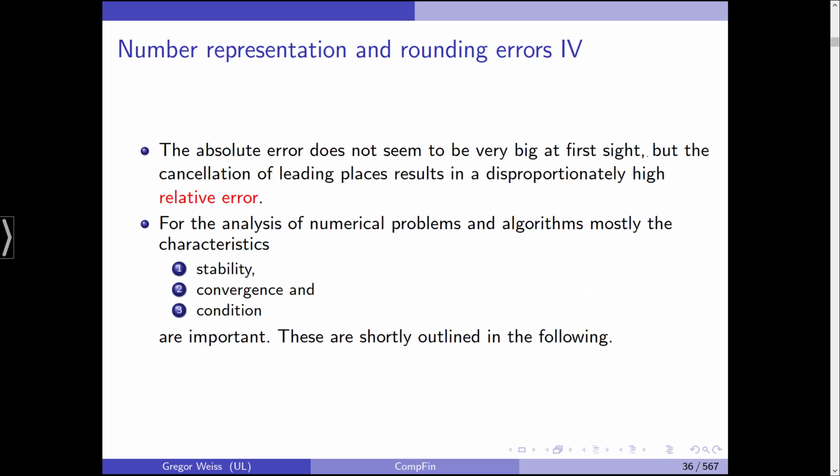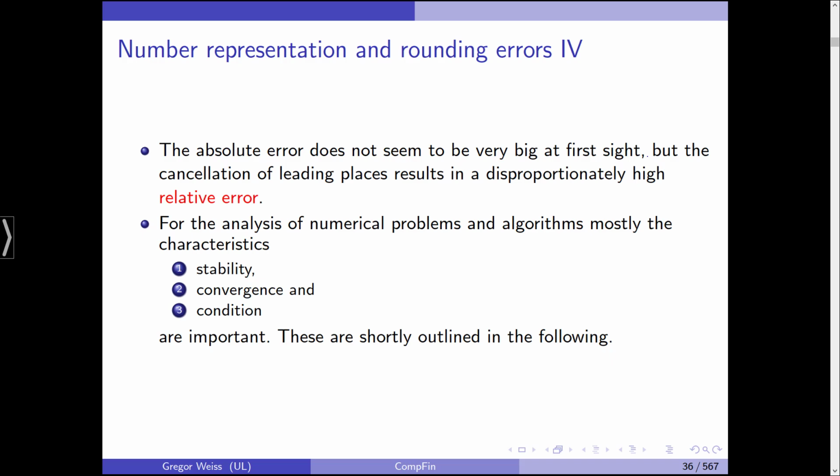But the cancellation of leading places results in a disproportionately high relative error. So actually we are expecting 0 and we get 0.00111, so the relative error is extremely high. So these are some problems that we might encounter when working with computers and with calculations, finite representations of numbers on computers, etc.